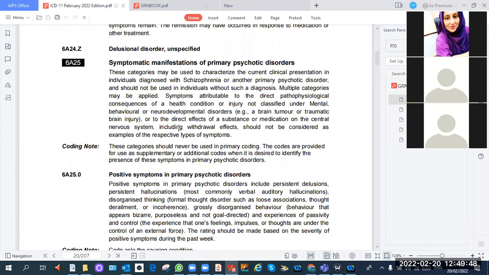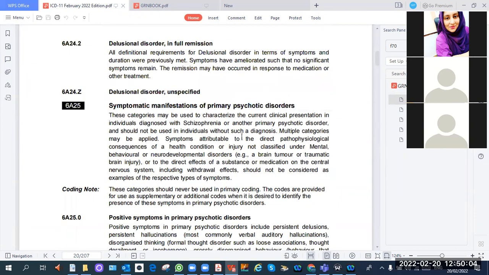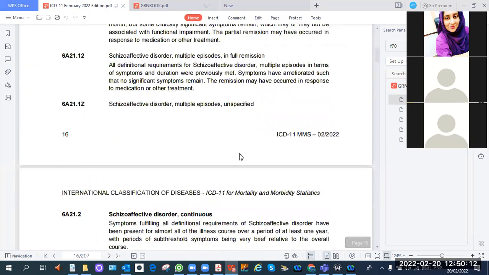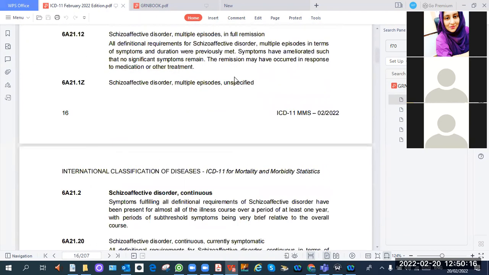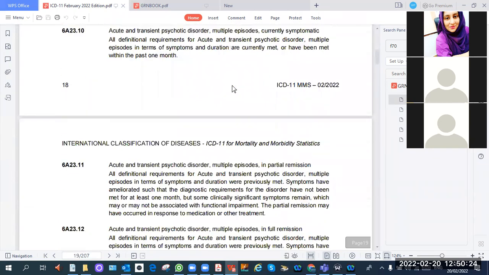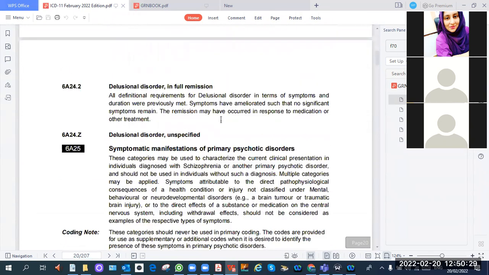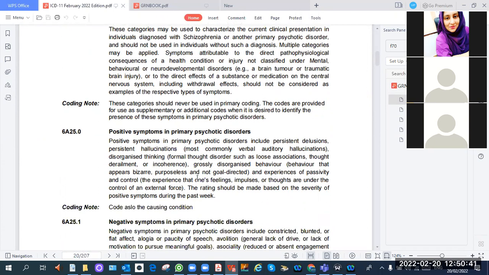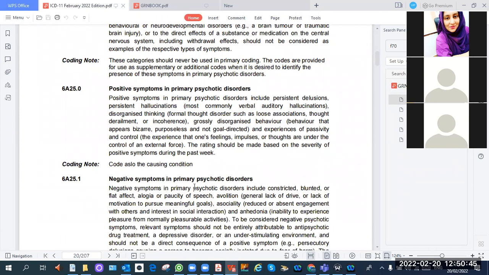Following the DSM-5, they have tried to do something along the same lines: symptomatic manifestations of primary psychotic disorders. They say positive symptoms. You have already diagnosed schizophrenia, or schizoaffective disorder, or schizotypal disorder, or acute and transient psychotic disorder, or delusional disorder. Now you will say it is predominantly positive symptoms, or it may be negative symptoms in primary psychotic disorder. And here it will determine your treatment.